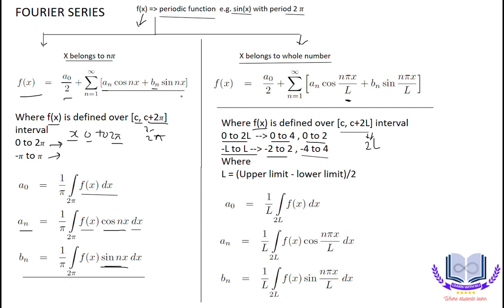So you have to remember one formula, and remember whenever we shift to whole numbers, then instead of cos nx, we will use cos(n pi x by l). Okay. And for sin nx, we will use sin(n pi x by l).